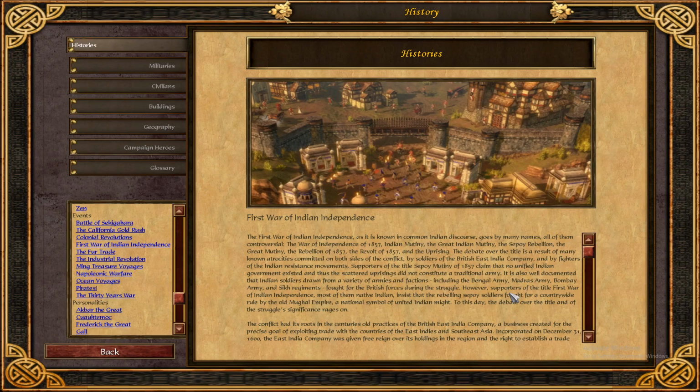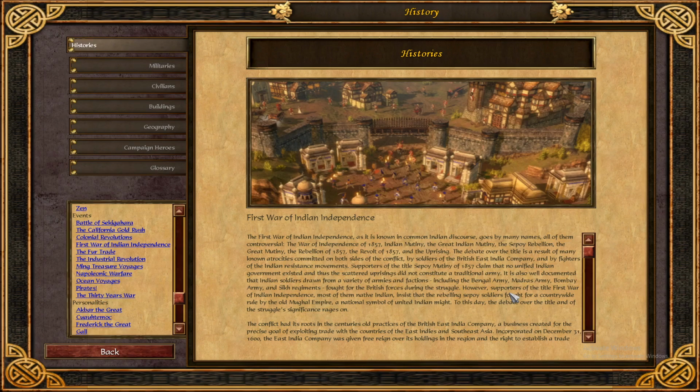But let's begin. The First War of Indian Independence, as it is known in common Indian discourse, goes by many names, all of which are controversial. The War of Independence of 1857, Indian Mutiny, the Great Indian Mutiny, the Sepoy Rebellion, the Great Mutiny, the Rebellion of 1857, the Revolt of 1857, and the Uprising. The debate over the title is a result of many known atrocities committed on both sides of the conflict by the soldiers of the British East India Company and by the fighters of the Indian resistance movements.